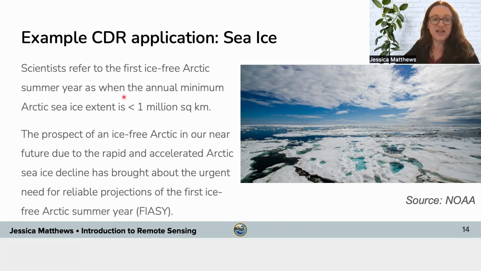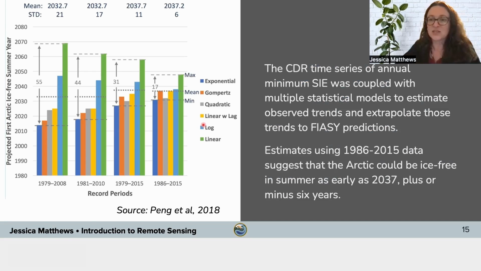Scientists refer to the first ice-free Arctic summer year as when the annual minimum Arctic sea ice extent is less than 1 million square kilometers. The prospect of an ice-free Arctic in our near future, due to the rapid and accelerated Arctic sea ice decline, has brought about the urgent need for reliable projections of the first ice-free Arctic summer year. To understand when that first Arctic ice-free summer year may occur, we decided to analyze the climate data record time series from sea ice concentration.